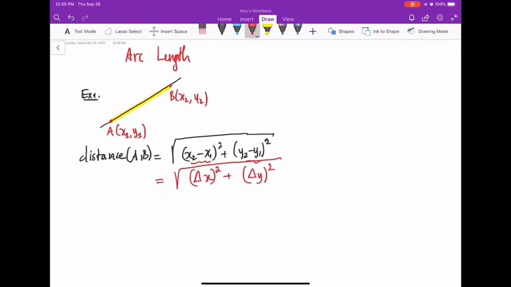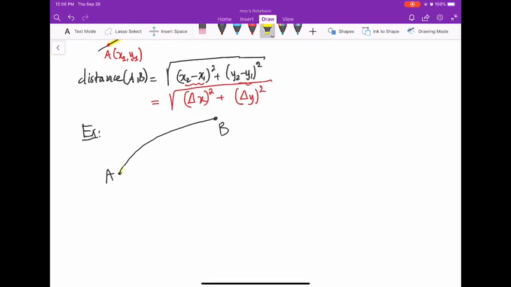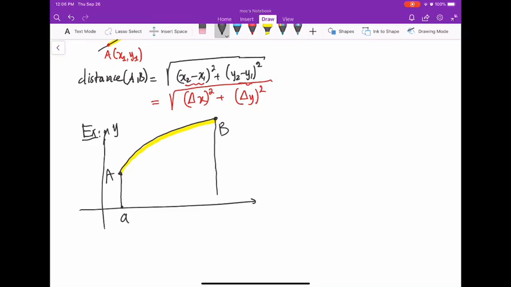And now, if you have 2 points on some curve, okay, and I really want to find the arc length, so how do we do that? Suppose this is A and this is B, okay? In order to find the arc length of this curve, we have to split this curve into small pieces. That is the whole general idea of integration, right?